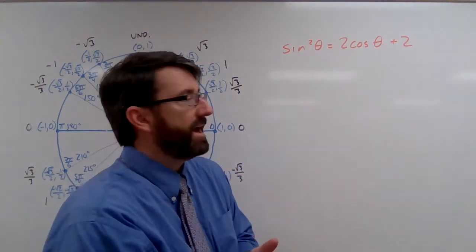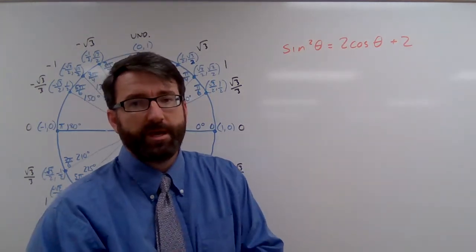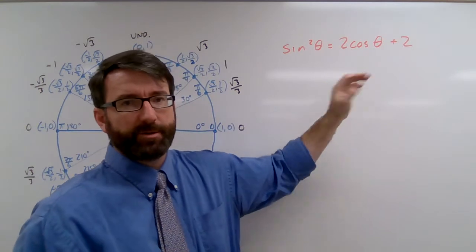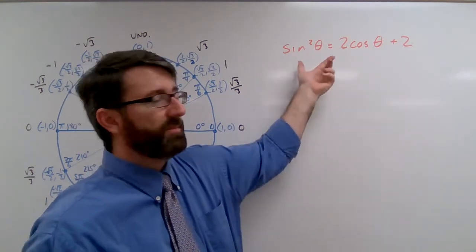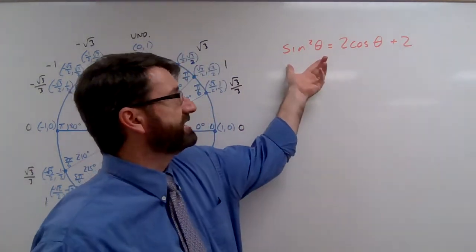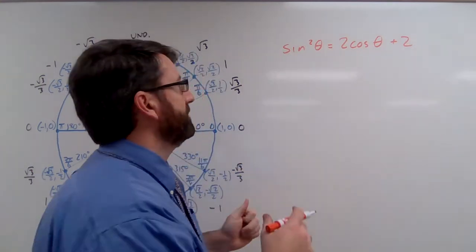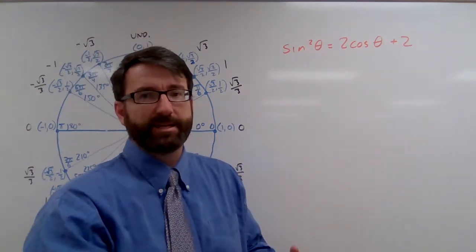All right, for this problem we have sine squared theta equals 2 cosine theta plus 2. So here we have a sine squared and a cosine. In order to be able to factor this, we want to get rid of this sine squared and make everything cosine. The reason we're replacing the sine squared is because we have an identity that tells us that sine squared is equal to 1 minus cosine squared.